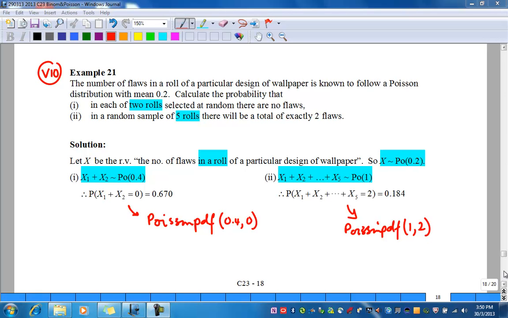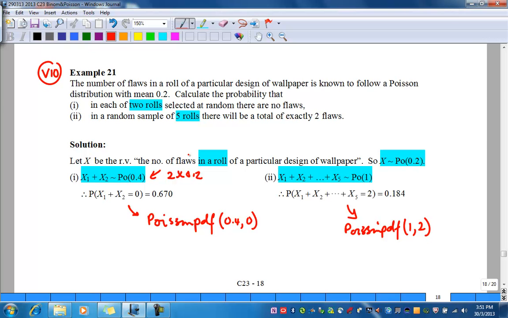Let us define the random variable. Let X be the random variable, the number of flaws in a row of a particular design of wallpaper. So X follows a Poisson distribution with lambda as 0.2. Part 1. We are talking about 2 rows. So we need to define a new random variable, X1 plus X2, which follows a Poisson distribution of 0.4, which comes from 2 times 0.2.